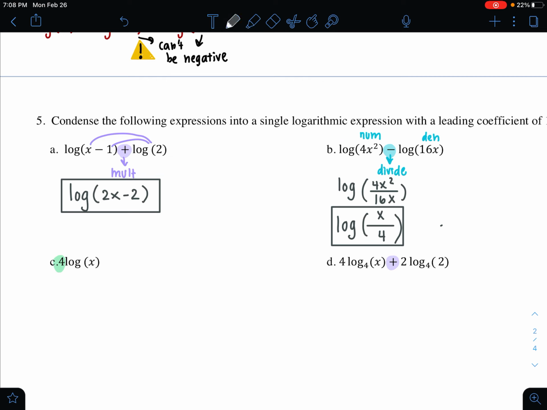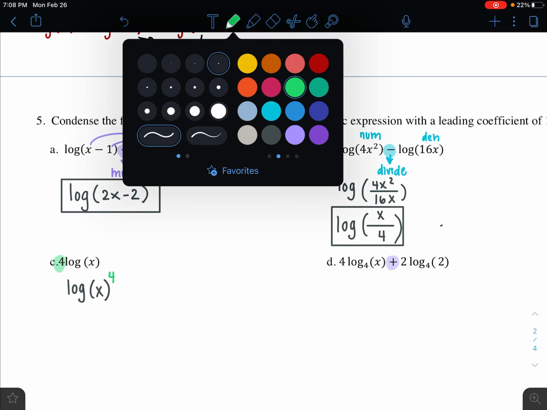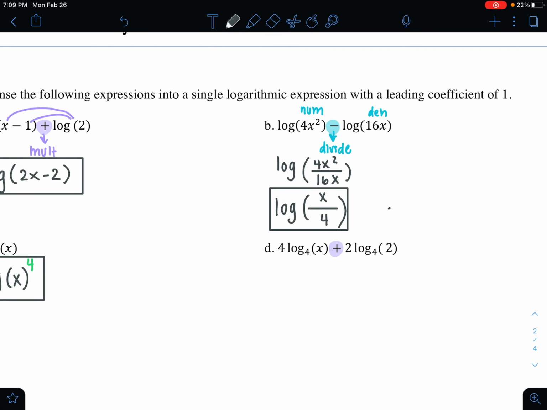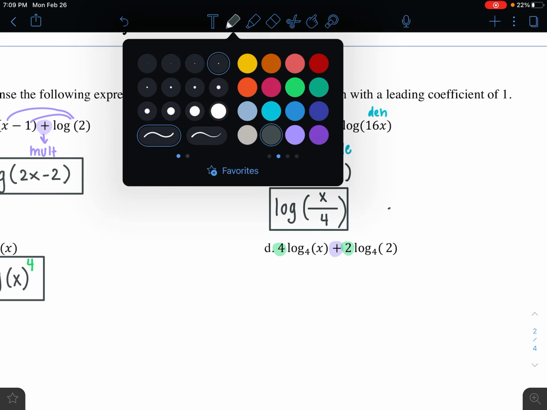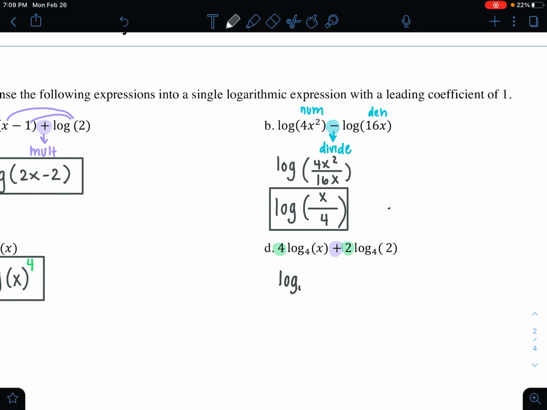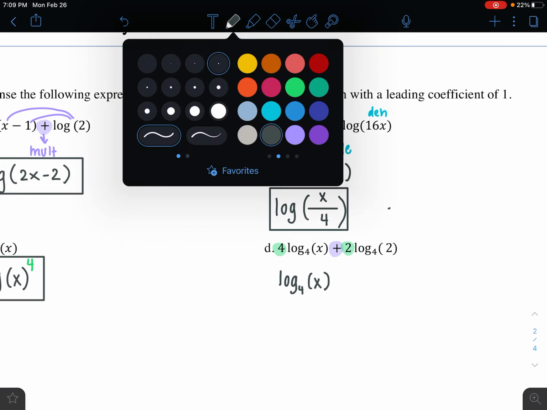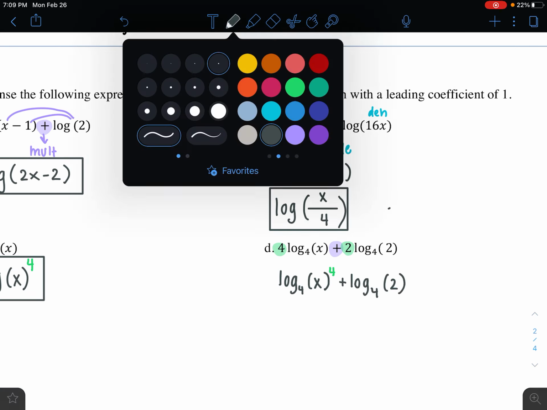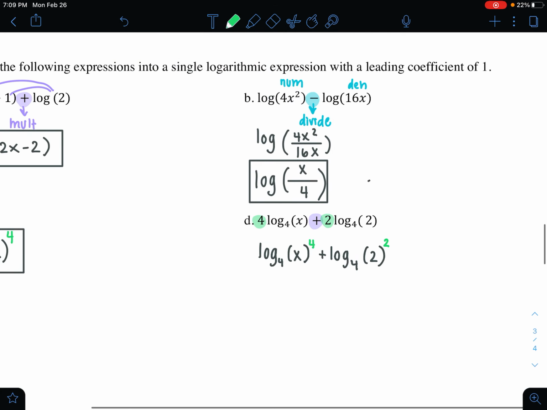When you have a number in front of the log, it becomes the exponent of that whole argument. Similar to here, okay, I see the plus sign, so we multiply, but first we have to deal with the numbers in front of those logs. So it'll become log base 4 of x to the 4th plus log base 4 of 2 to the 2nd.